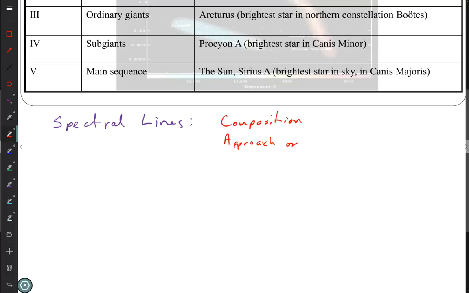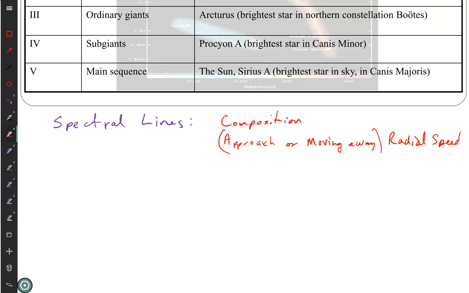or, I'm just going to say moving away. We call that the radial speed. We tell how fast it's moving toward or away from us. And as we will learn in the near future, if we can determine how fast it's moving toward or away from us, it actually is a proxy that allows us to determine how far away it is as well. Other things we might be able to determine from that.